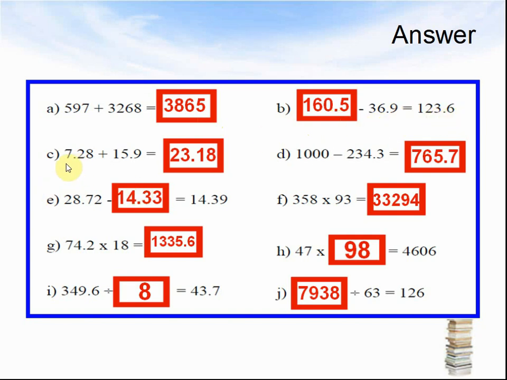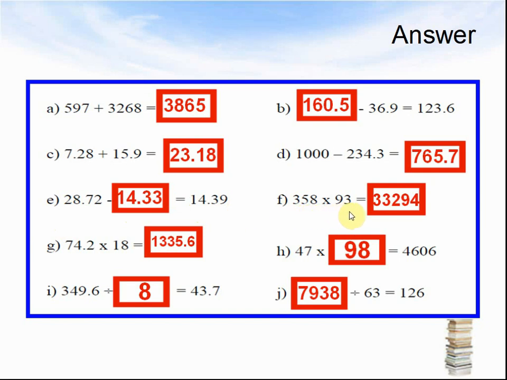C. £7.28 plus 15.9 equals 23.18. D. 1,000 minus 234.3 equals 765.7. E. 28.72 minus 14.33 equals 14.39.